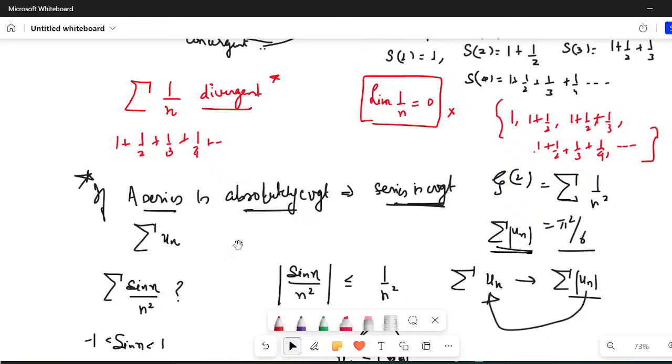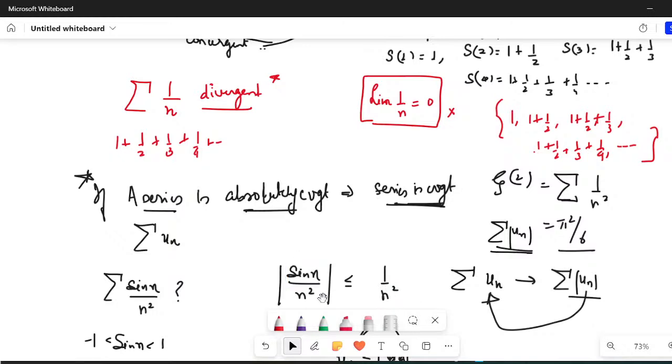Another thing that I mentioned was, if a series is absolutely convergent, then the series is convergent. That is, if you're not able to prove anything about some series, just take the absolute of its general term, and then if you can make some assertion, like for the series sin n upon n square, if I take a modulus of it, I can say that modulus of sin n is always less than or equal to 1. I know this is convergent. So I can write that mod sin n upon n square would be less than or equal to 1 upon n square. If this is convergent, then this is convergent.